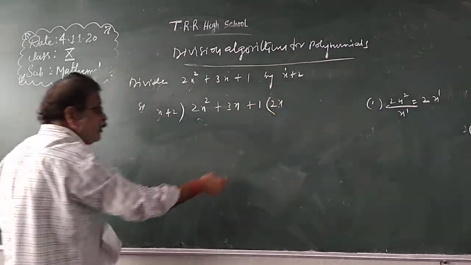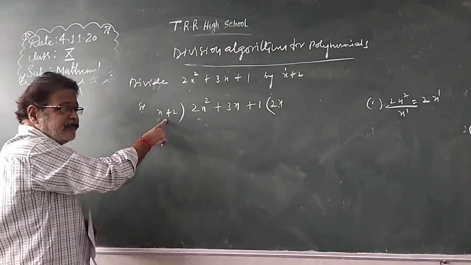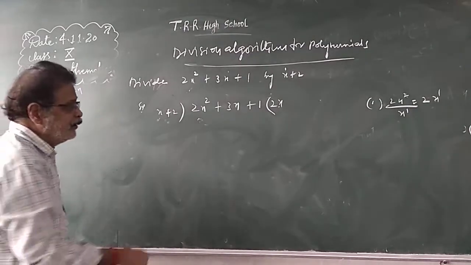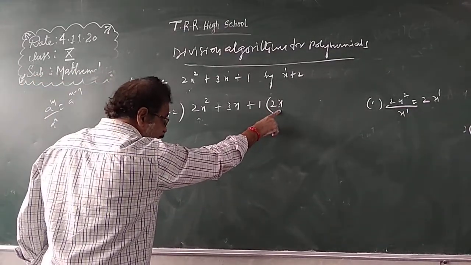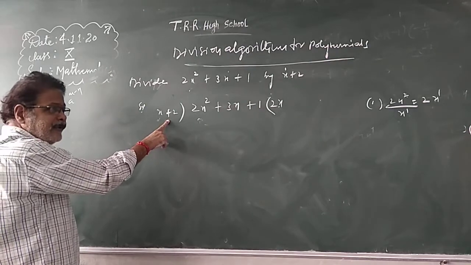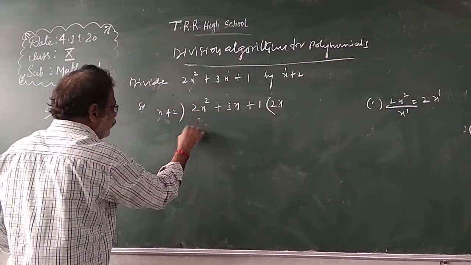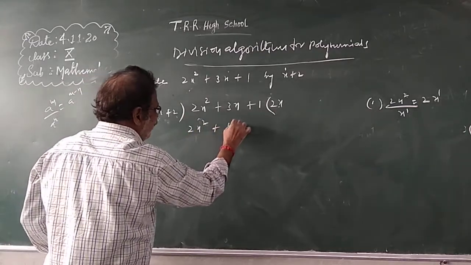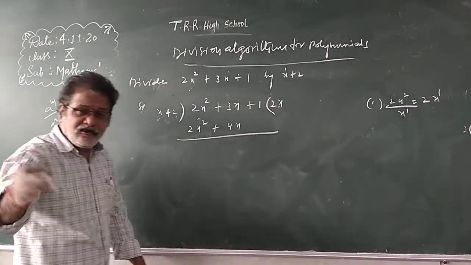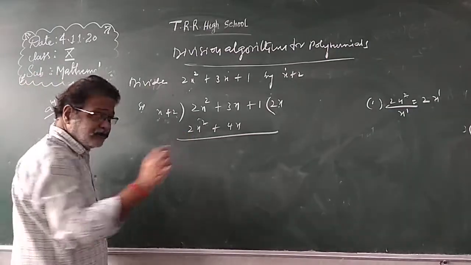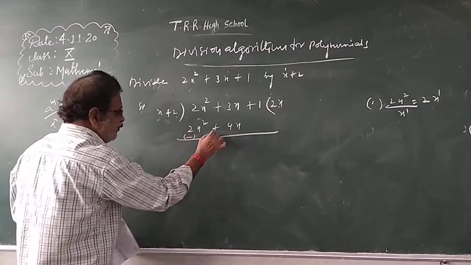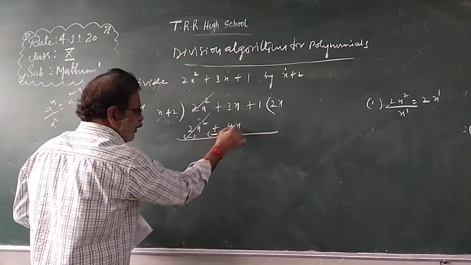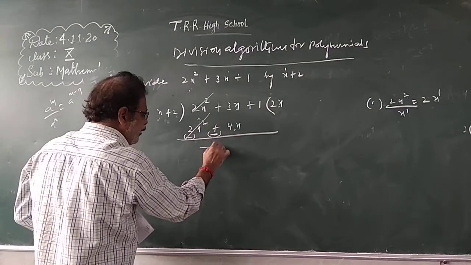With this quotient, multiply all the terms of the divisor and write the resultant terms right below the dividend. The quotient is 2x. Multiply the divisor: 2x into x is 2x square, plus 2x into 2 is 4x. Now we subtract, which means change the signs. Plus becomes minus. 2x square minus 2x square is 0. Now 3x minus 4x is minus x.